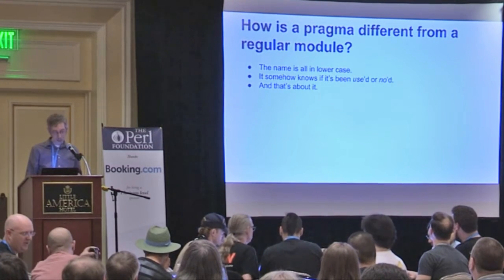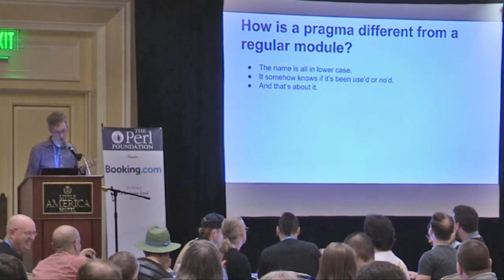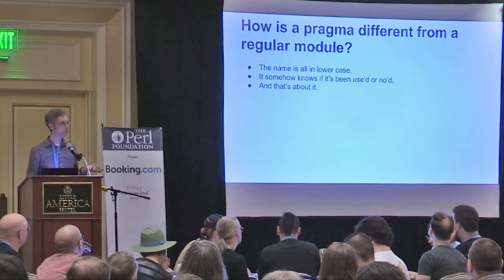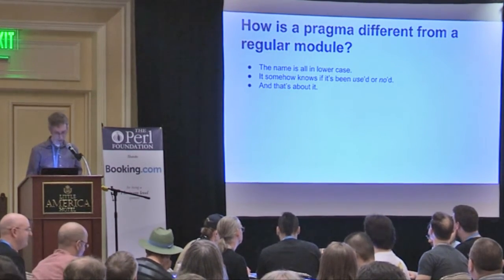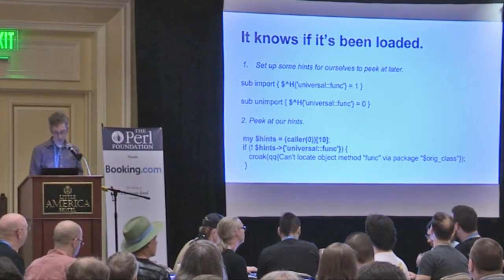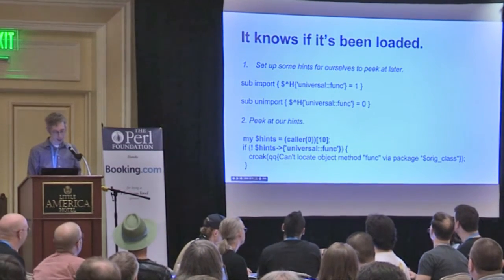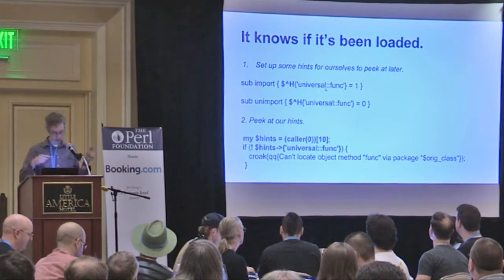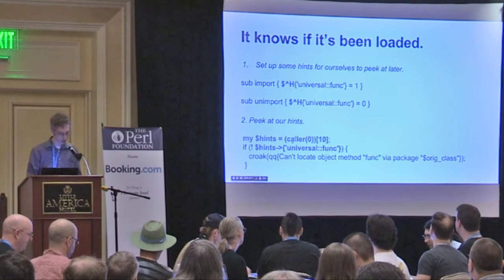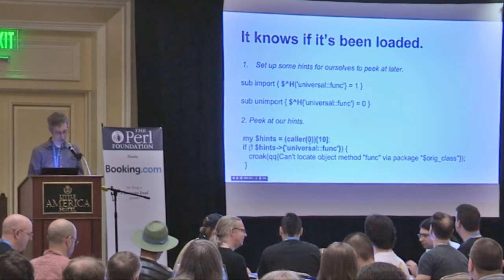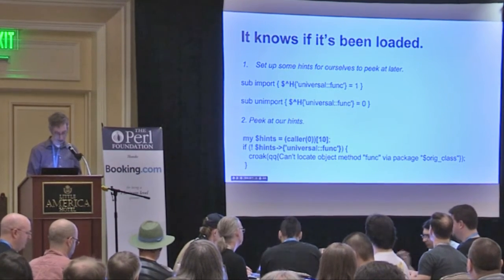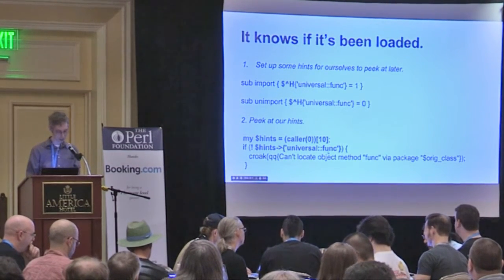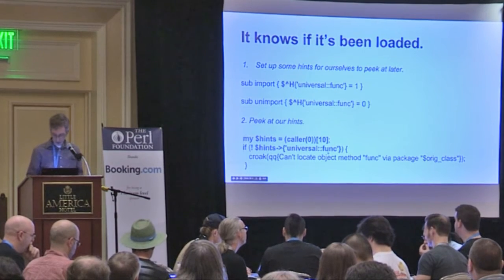So what we really want to do now is turn our specialized dispatcher into a pragma. And the big thing that makes a pragma different from a regular module, your module name is all in lowercase. That's about all as I can tell. So there's two real big gotchas for a pragma. In your import and your unimport, you might want to set a little hint for yourself that says whether you meant it or not. And then later on, when it's time to go and do some runtime stuff, then you need to examine caller passing the expression and looking at the temp thing, which is your hints hash. And your hints hash here has the same thing that has either been used or not.